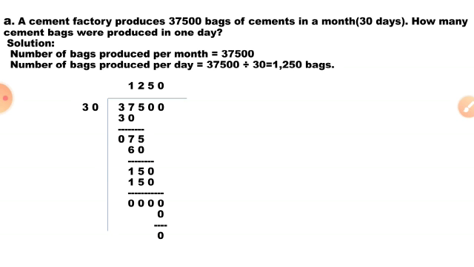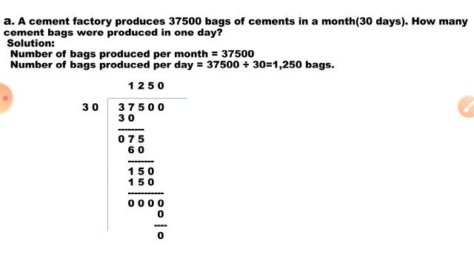So first one is solution. Number of bags produced per month equal to 37,500. Second one, number of bags produced per day equal to 37,500 divided by 30. Because 1 month has 30 days, we need to find out the value for only one day. That's why we are dividing this number by 30. Let's divide this number by 30. So what's the dividend here? It is 37,500. And what's the divisor here? It is 30. Divisor has 2 digits. So you have to take the first 2 digits of the dividend. So when we are taking the first 2 digits of the dividend, what will you get?